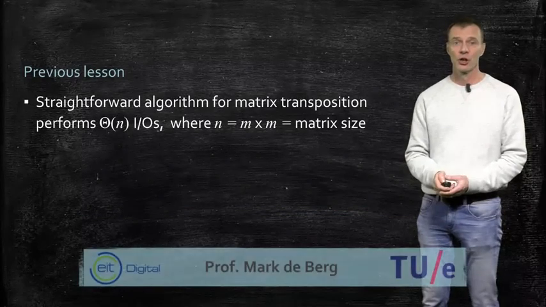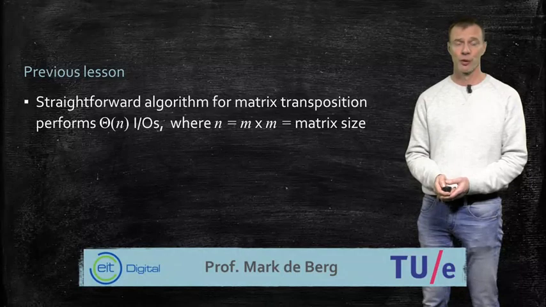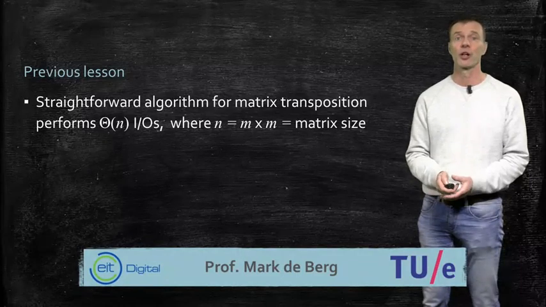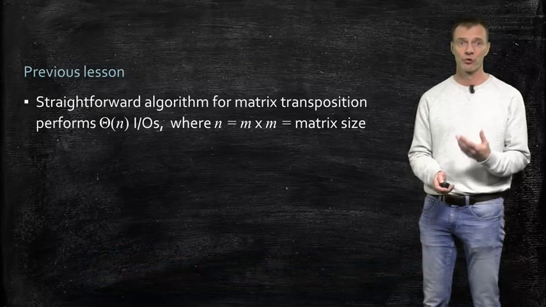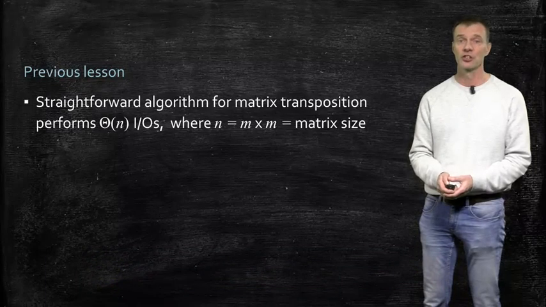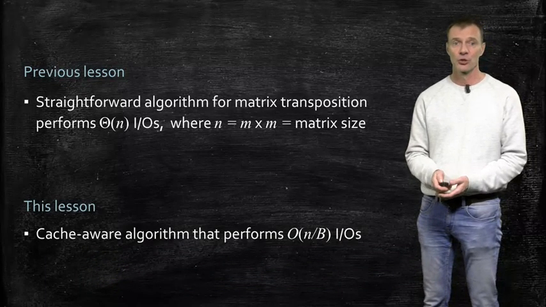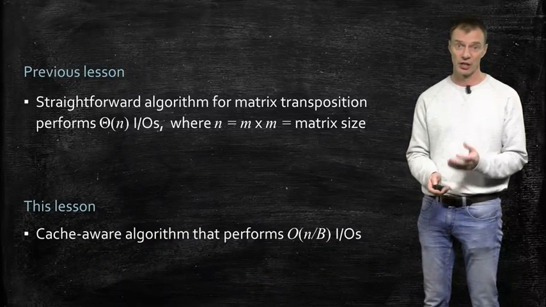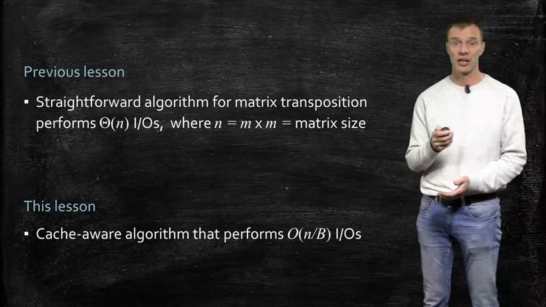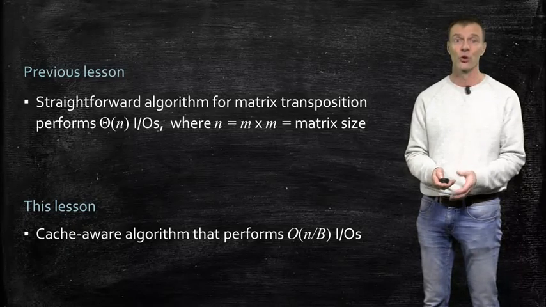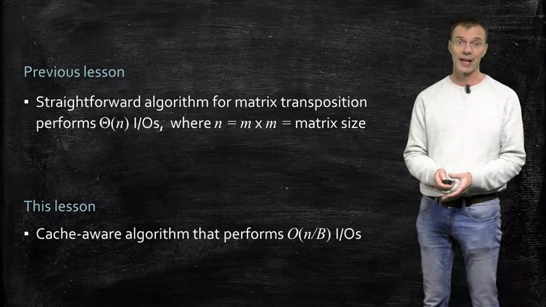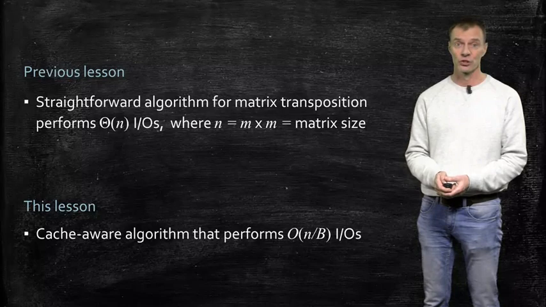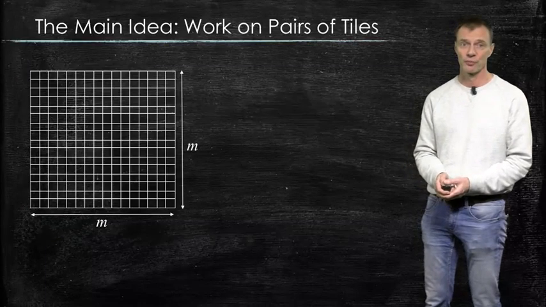In the previous lesson, we looked at the matrix transposition problem, and we saw that the straightforward algorithm for this problem is not very good if you look at it from the I/O efficiency point of view, because it performs n I/Os, where n is the size of the matrix. So in this lesson, I'm going to explain a different algorithm, which is a cache-aware algorithm, so it needs to know the size of the internal memory, and it's going to perform only n divided by b I/Os. So it's much more I/O efficient.